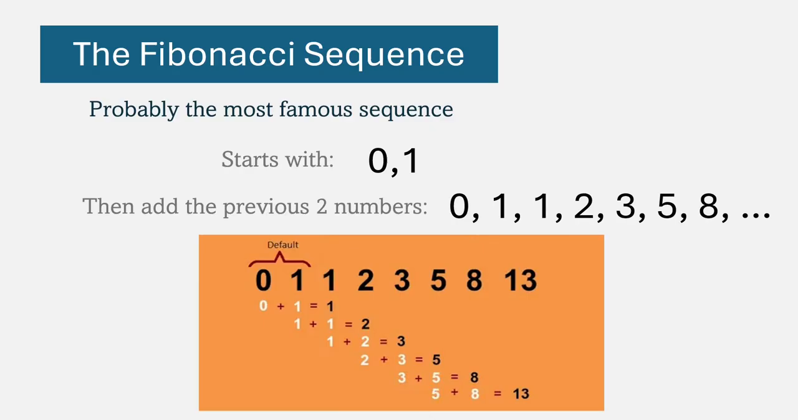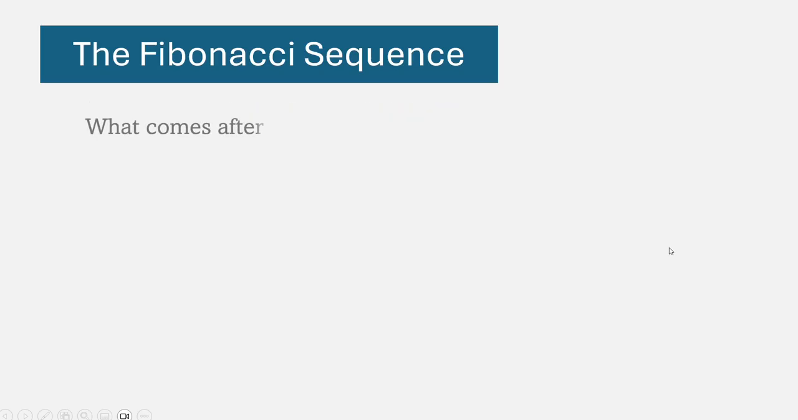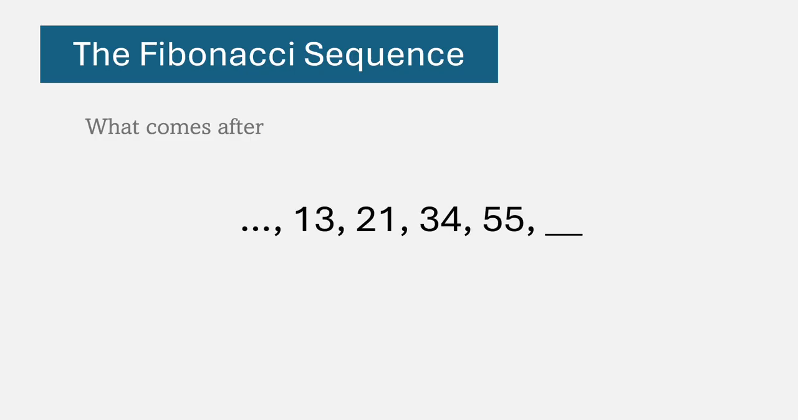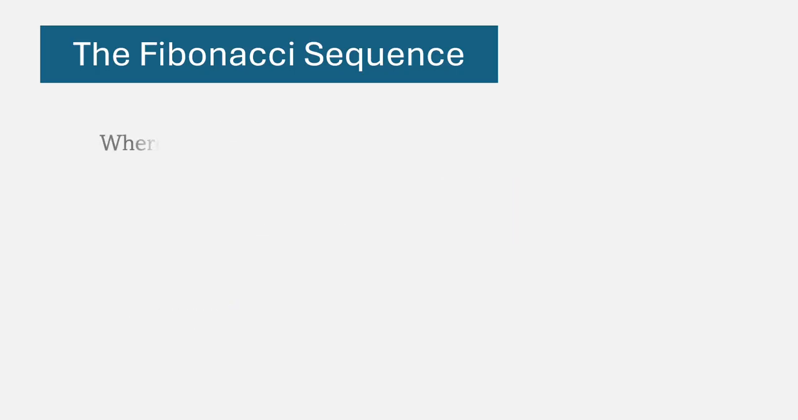So here is the illustration. That is the clear illustration. So next to 8 is 13, because 5 plus 8 is 13. Okay, so what comes after 13, 21, 34, and 55? Since what you're going to do is add the last two numbers, then 34 plus 55 is simply 89. So the next number is 89.